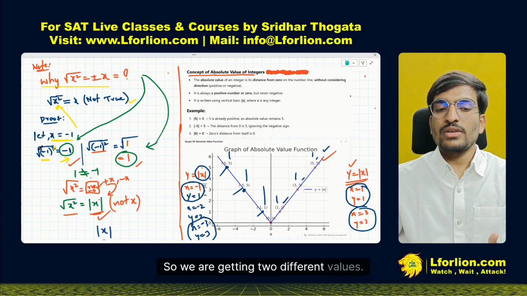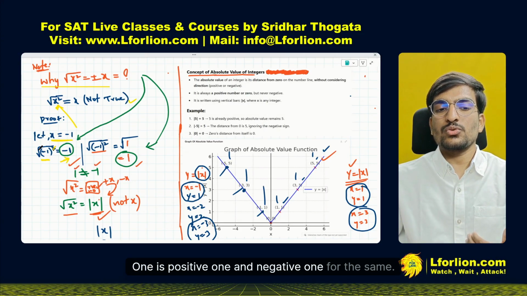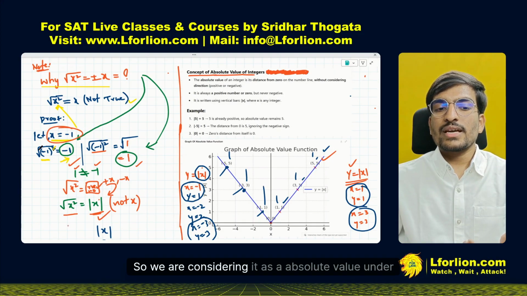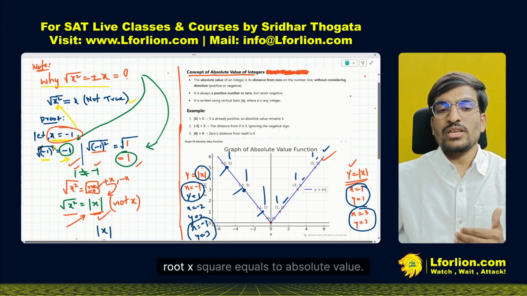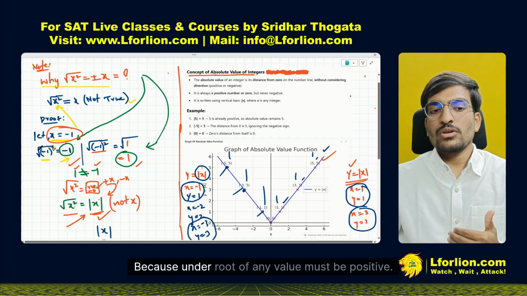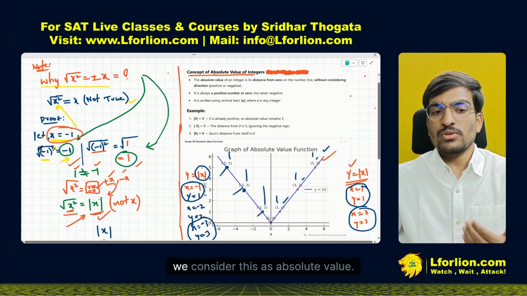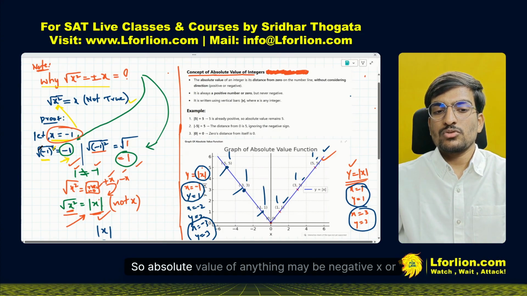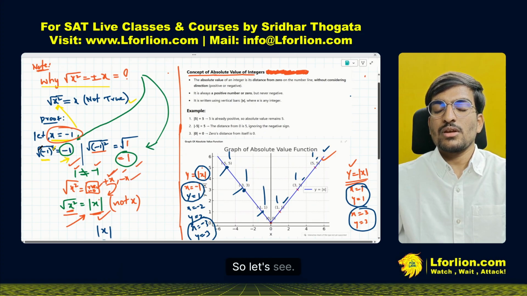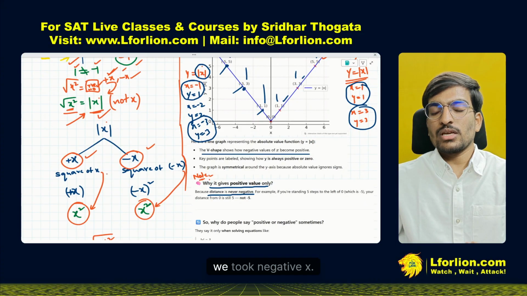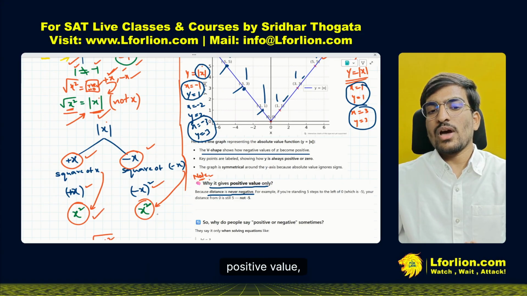So we are getting two different values, positive 1 and negative 1 for the same. When we consider x equals negative 1, we are considering it as an absolute value. Root x square equals the absolute value, because the root of any value must be positive, but we are getting positive and negative values, so we consider this as the absolute value. So the absolute value of anything, maybe negative x or positive x, will be positive. So we took x and we squared it. We took positive x and we took negative x. You square it, and even this one results in a positive value.